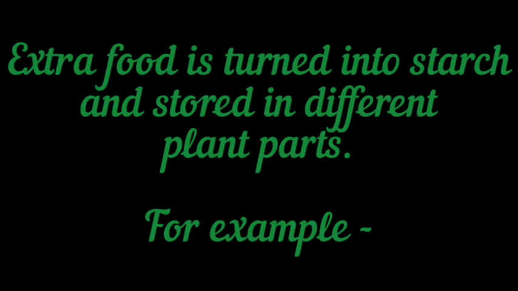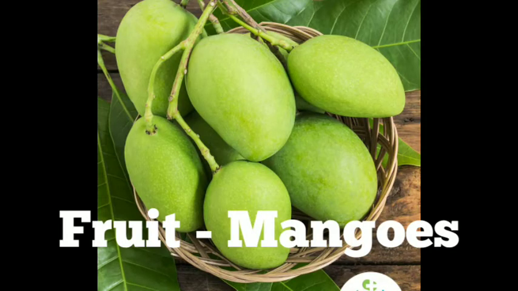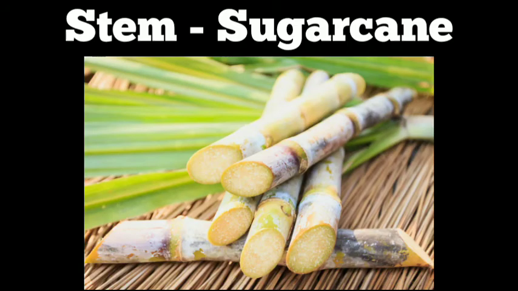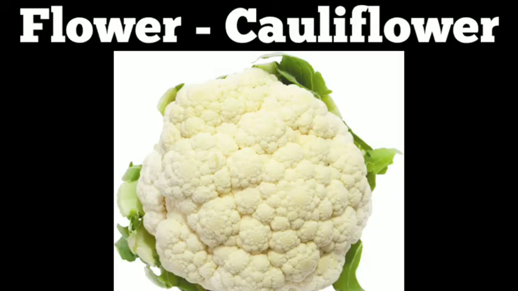For example, as a fruit, the starch is stored in mangoes. Example for starch stored in stem is sugarcane. For flower, it's cauliflower. For roots, it's carrot.